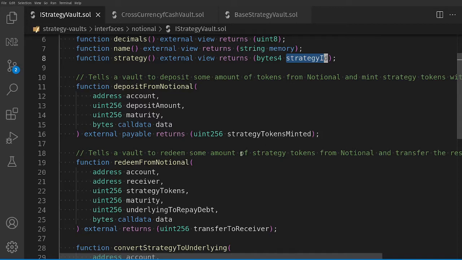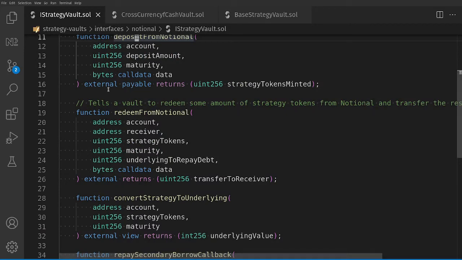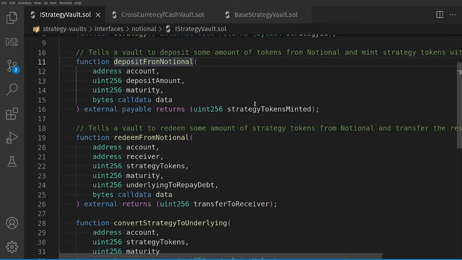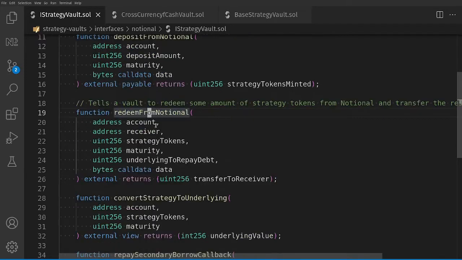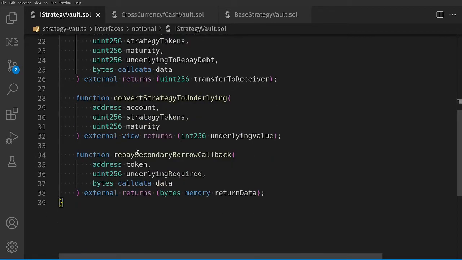Now, the vault controller on the Notional side is going to call these four methods. Deposit from Notional is going to be called when accounts enter a position and when they roll their positions, so that'll be called on the vault. Redeem from Notional is going to be called when accounts exit their positions and during settlement. So we'll take a look at that as well.